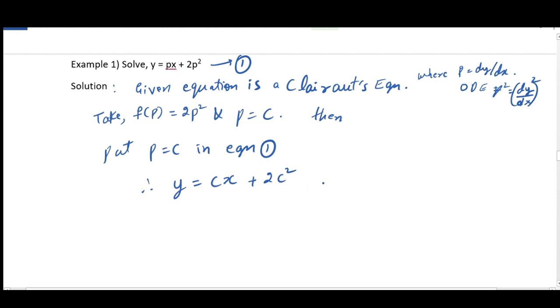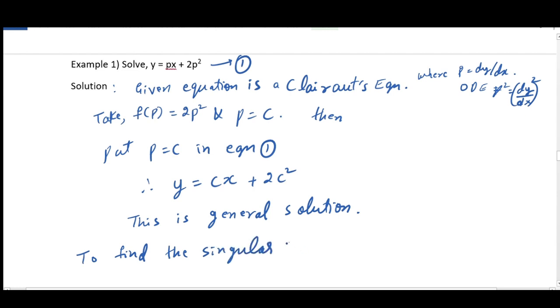Am I right? So this is the general solution of the given equation. Now from this, we have to find the singular solution. So this will become the general solution when I take p is equal to c, and to find the singular solution, we are going to take the equation x plus f dash of p is equal to 0.